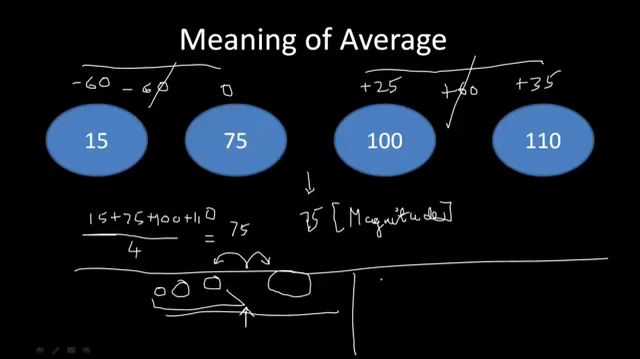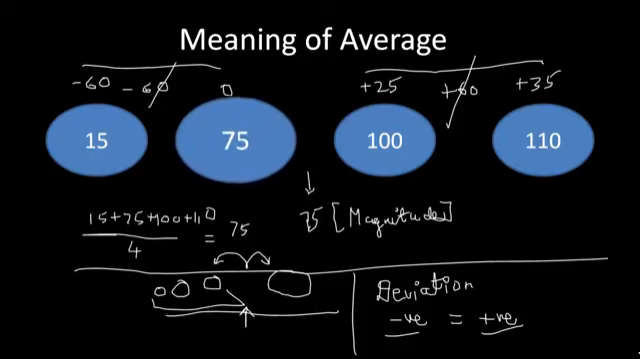Mathematically, I can say that the deviation on the negative side is equal to the deviation on the positive side. So the deviation on the negative side is equal to the deviation on the positive side. That is the meaning of average. Alright, now I hope you've understood this meaning. Now hold that thought. Let's go ahead and solve some, and let me explain how that concept works.